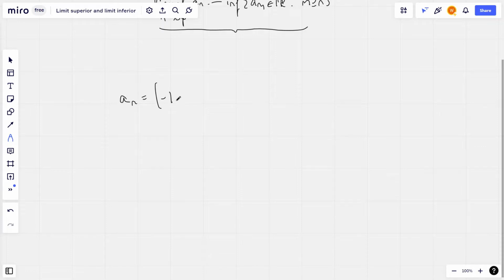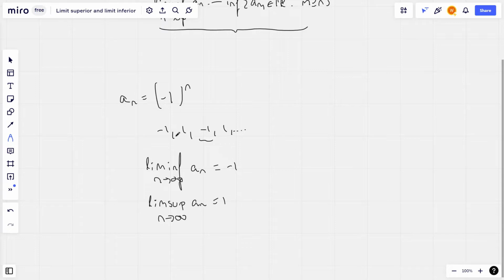Okay, so to head into some examples to make this clearer, if we have a sequence like this, then clearly we're just going between -1, then 1, then -1, then 1, and so on. Right, so when we get really big, this won't converge to any value. However, we know it's going to be either -1 or 1, so the limit inferior of the sequence is just equal to -1, because it's the smallest value our sequence can take when we get really big. And then the limit superior of our sequence is 1, because it's the largest value our sequence can take when you get really big.